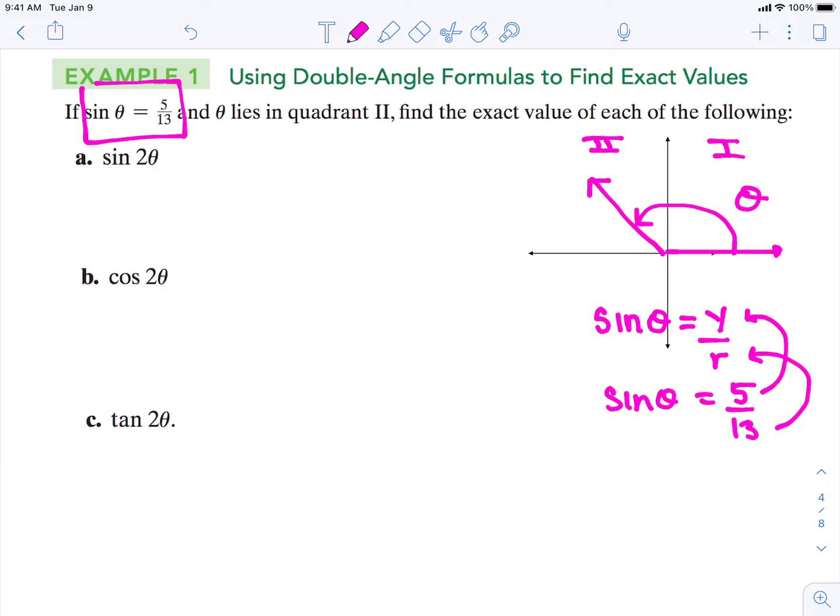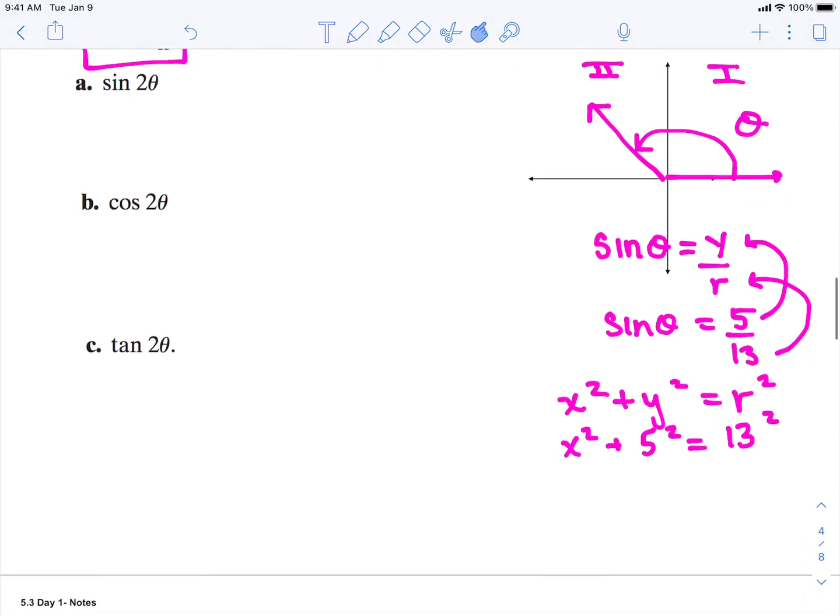So we have to use the Pythagorean Theorem: x squared plus y squared equals r squared. We need to find the x, the y, and the r in order to evaluate any of the other trig functions. So the x is going to be unknown, the y is 5, and that r is 13. So we're going to solve it for x.